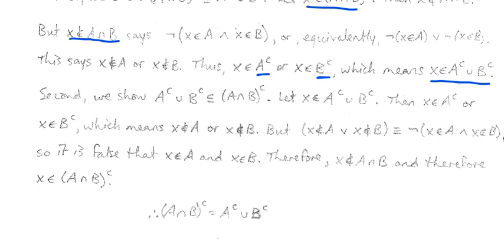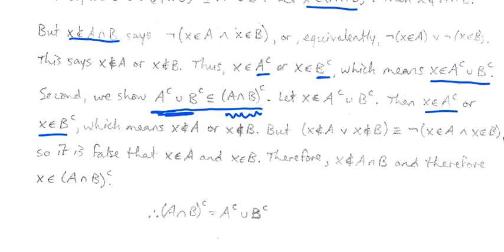So I want to show this now. I want to show that the union of the complements is a subset of the complement of the intersection. So I let X be in this set here. I want to show in the end that X will lie in here. So since X is in the union of two sets, X lies in the first set or it lies in the second set. So X is in A complement or X is in B complement, which in turn by definition means X is not in A or X is not in B.